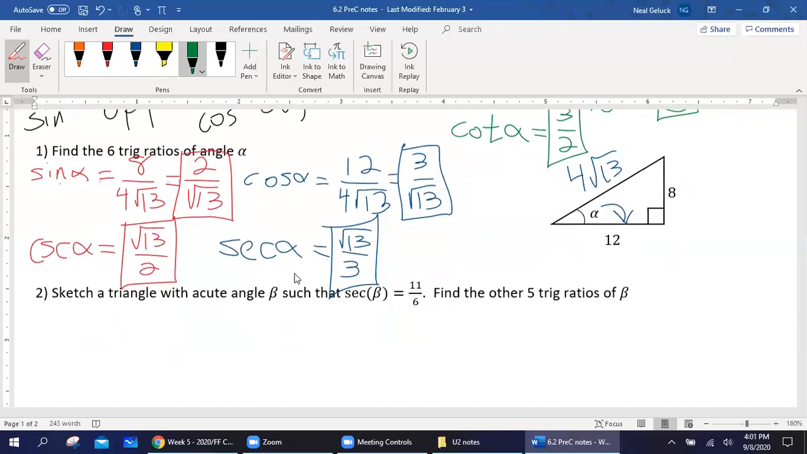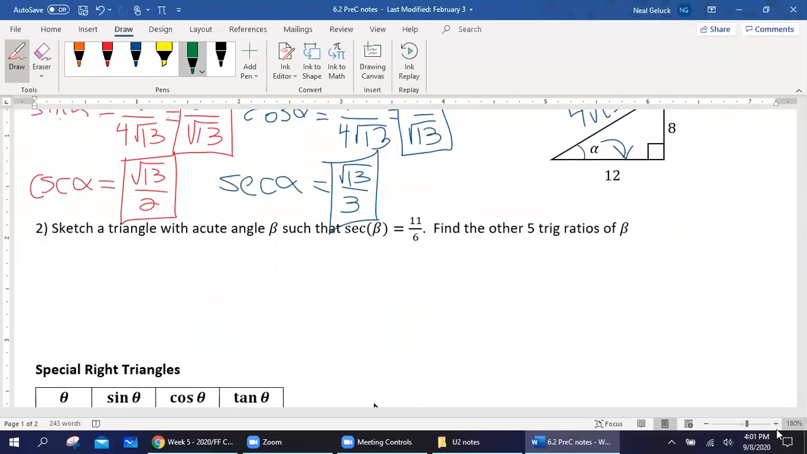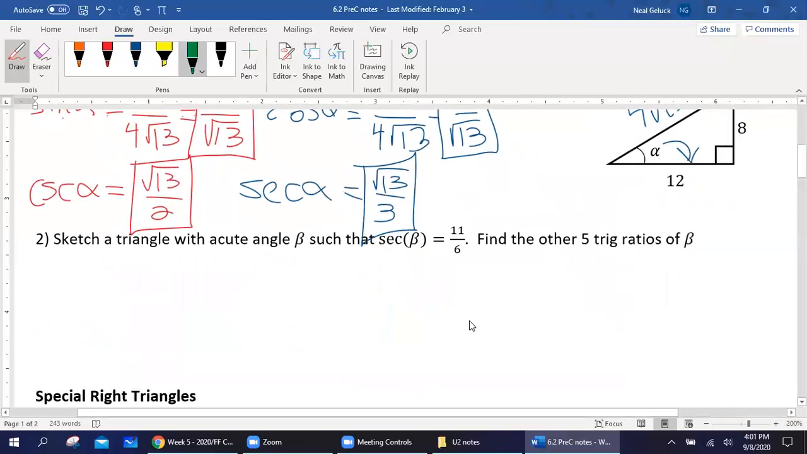Number 2, same type of problem, except that I did not give you the triangle. So we're going to draw one out.